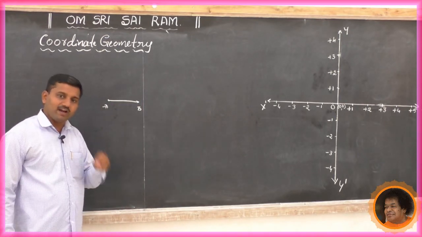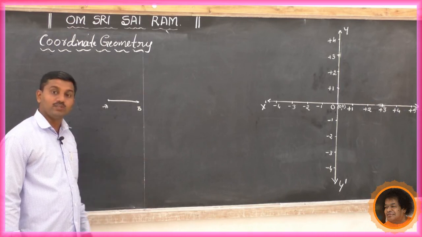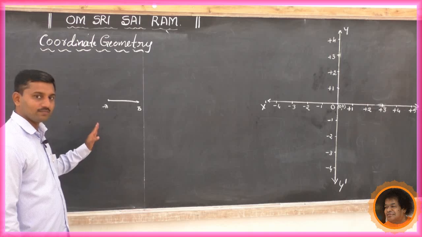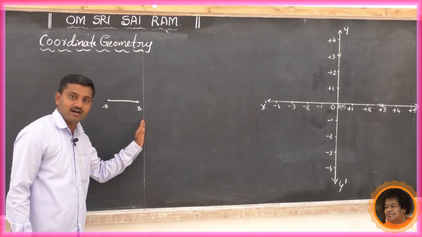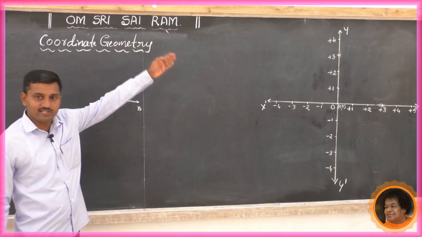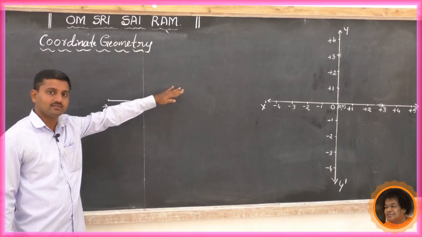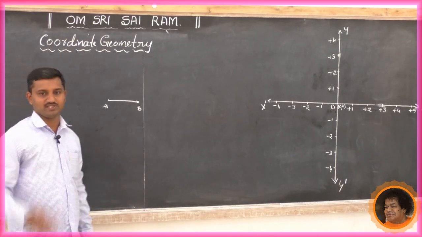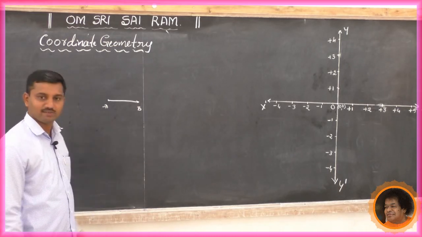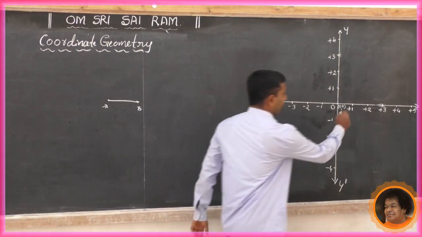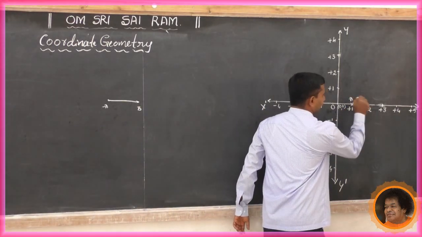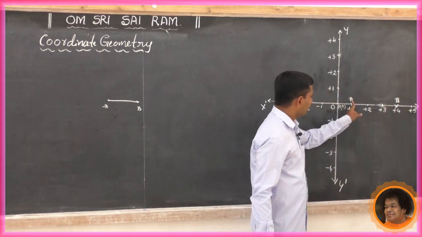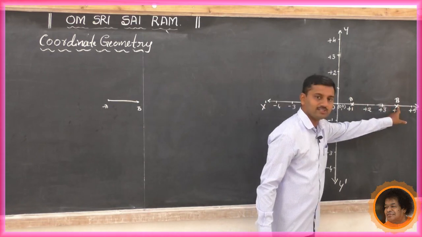Is it possible to find the distance between any two points without actual measuring? Yes. How? If the points are related to the Cartesian system or the Cartesian plane, we can find the distance between any two points without actual measuring. How? Let us consider some examples. If the points A and B lie on the x-axis, this is the point A, and this one is the point B.